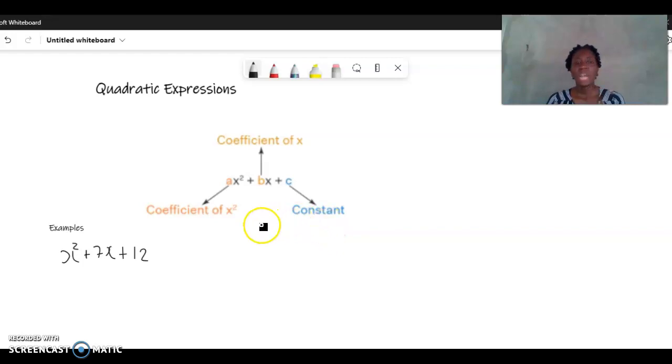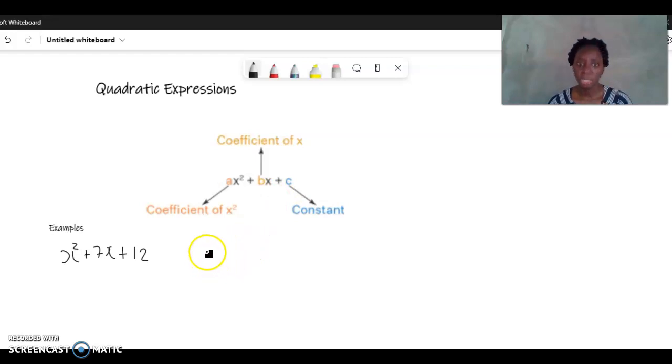Now, we have some special letters in this expression. The first term is x squared. The a represents the coefficient of x squared, the b is the coefficient of x, and c is the constant. So let's move right into an example.